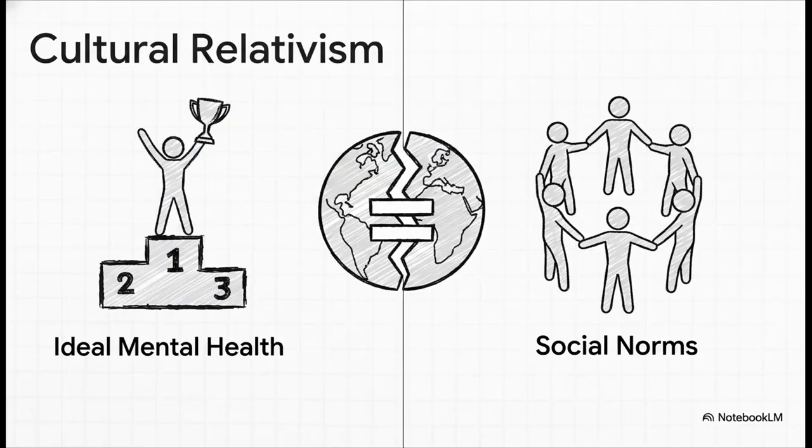Let's double-click on this problem of cultural relativism, because it's a huge AO3 point. It hits two of our definitions hard. For deviation from social norms, what's deviant is totally dependent on the culture. And for ideal mental health, Jahoda's focus on things like personal autonomy and self-actualization, those are very Western, individualistic values. The bottom line, both of these definitions seriously lack cross-cultural validity, and you can't generalize them to everyone.